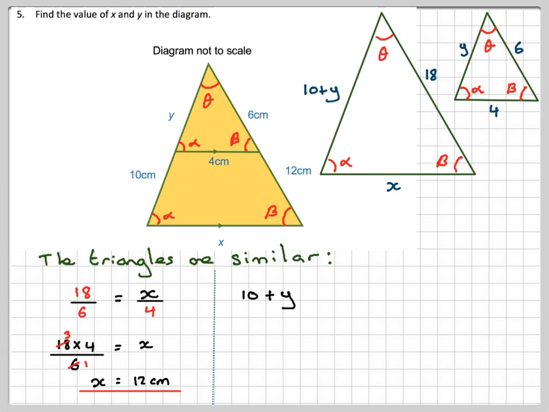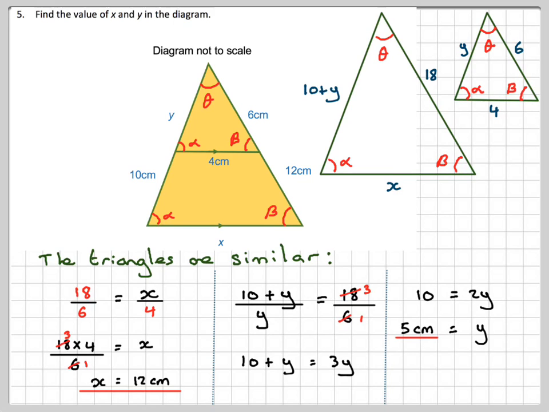And in the second case, we've got 10 plus y over y is going to be equal to 18 over 6. So 10 plus y over y is equal to 18 over 6. 6 goes into 18 3 times. So if we now multiply by y, we're going to get 10 plus y is equal to 3 times y. And then taking y from both sides, we're going to get that 10 is equal to 2y. That gives that y will be equal to 5 centimetres. So x is 12 centimetres and y is 5 centimetres.